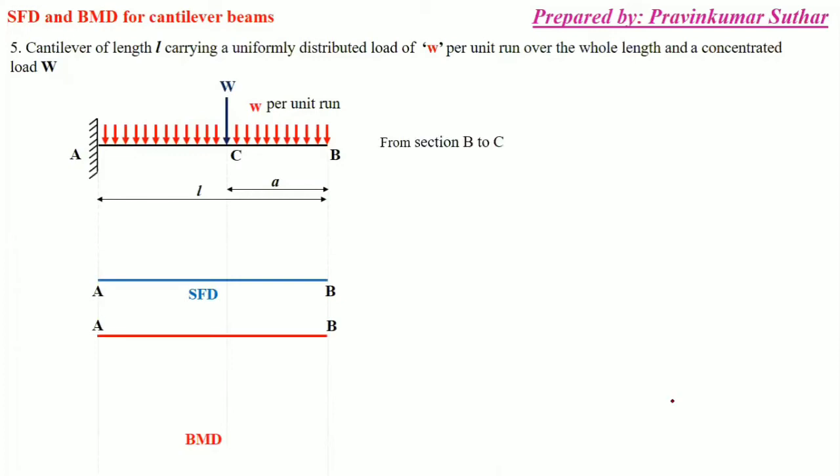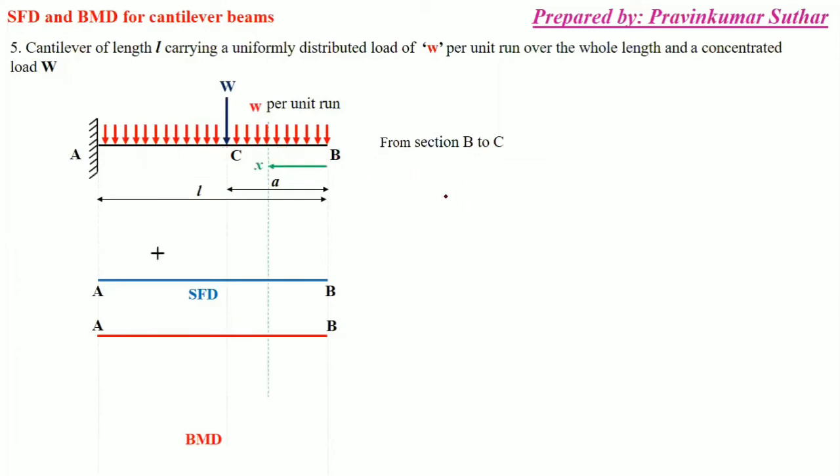Now just remember this: as the load is at point C, we have two sections. This is section 1, that is B to C, and section 2, that is C to A. So we'll solve section by section. First we'll consider section B to C. In this section B to C, we only have a UDL.